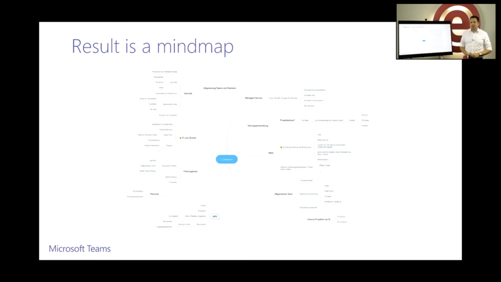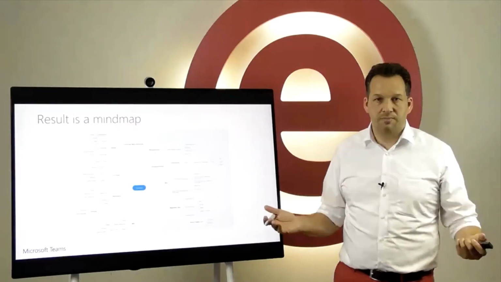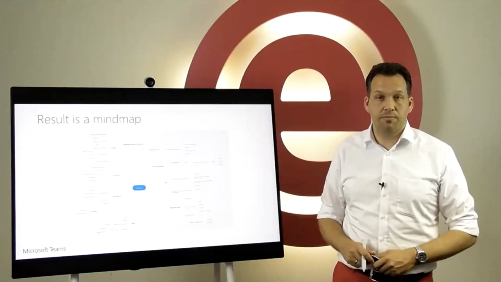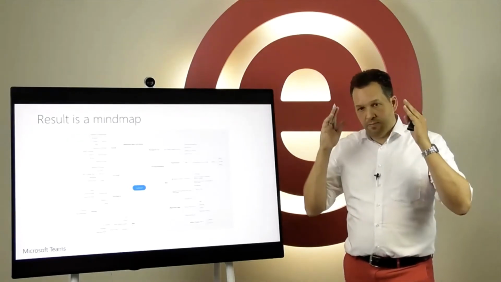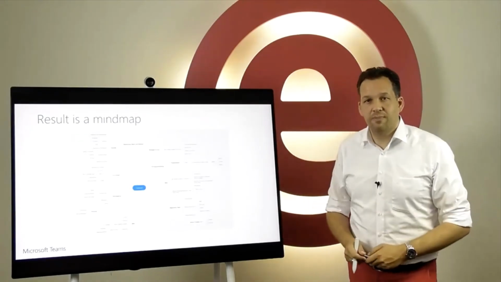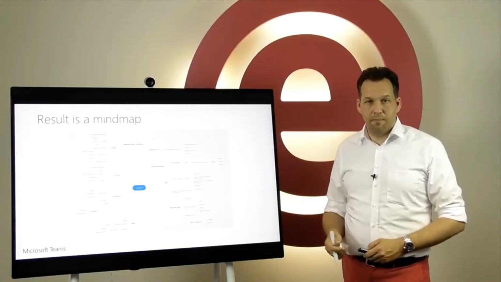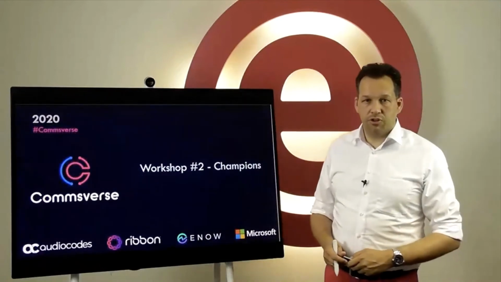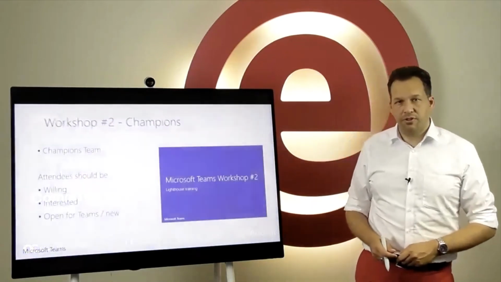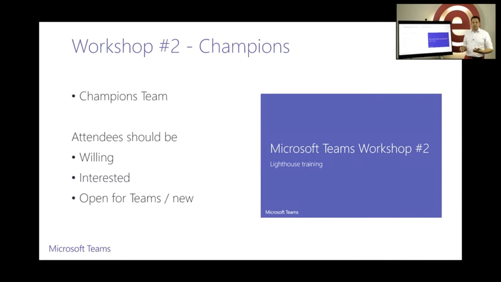What is coming then, where we talk about the champions. So this is the first part of the workshop. So every executive and team member or team leader has this change of mind, and he knows what will come. So the next thing is we have a look at the champions workshop, the workshop number two. And in this champions workshop, of course, we try to fetch all the people, the attendees or the employees who are willing and interested and open for Teams and open for new things.